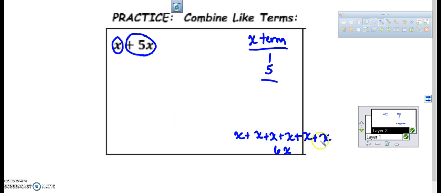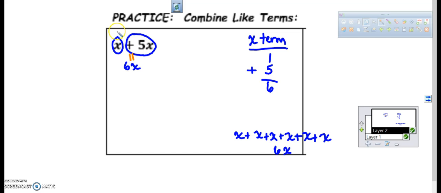So you don't want to have to write this out all the time. The shortcut is to recognize that you add the coefficients together, and that becomes your new coefficient with the variable, and you've made it simpler. x plus 5x is the equivalent of 6x. You don't need to write this down. I just want to walk you through why they're equivalent, why these two expressions are equal.